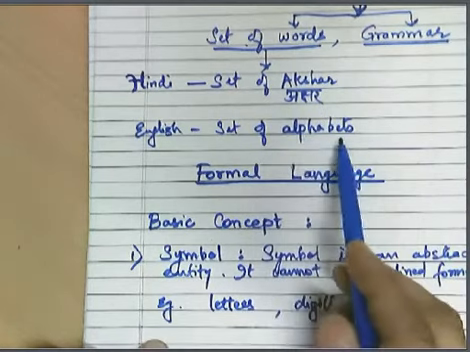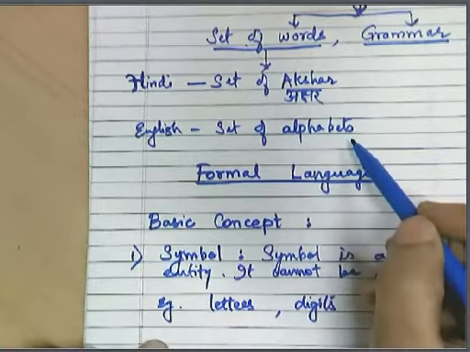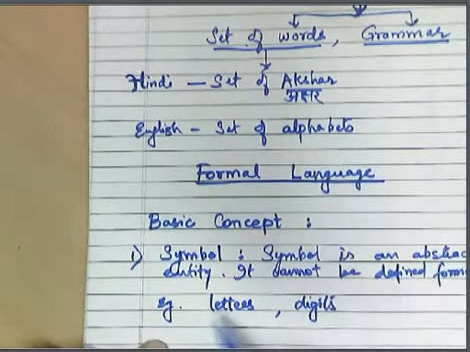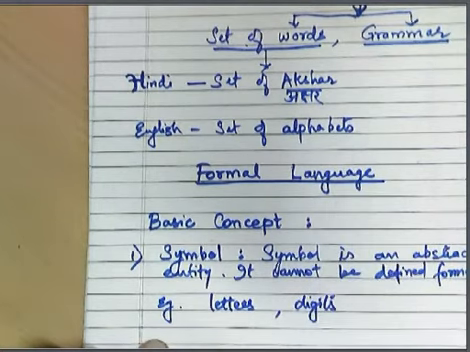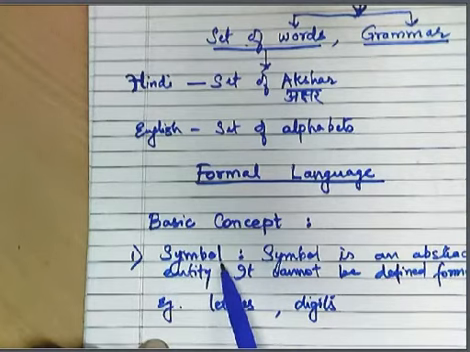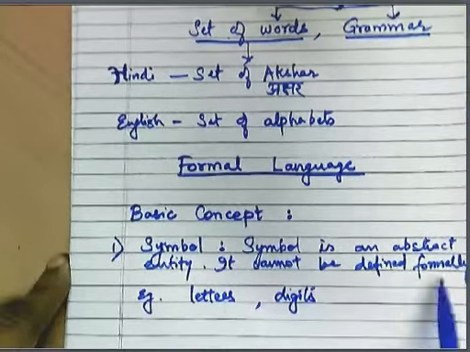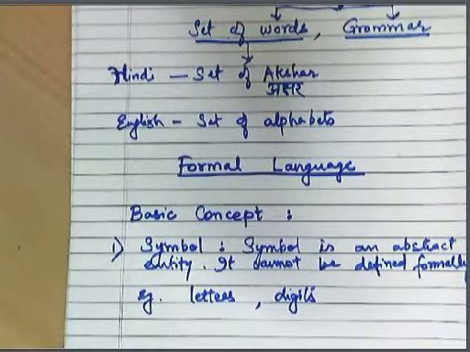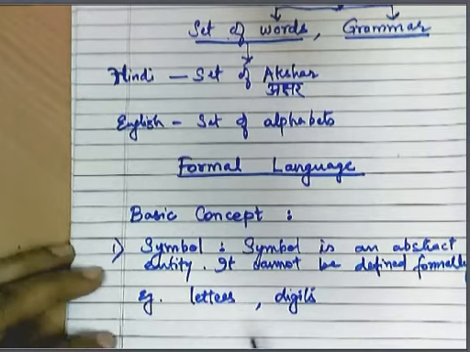Similarly, in English you have the A to Z alphabets. Here in our language, we will be defining alphabets in another way. In our formal languages, the very basic unit of a language is an abstract entity and it cannot be defined formally. Examples are letters and digits.